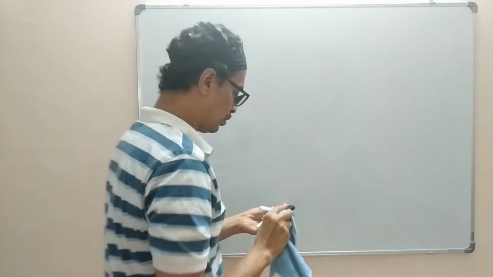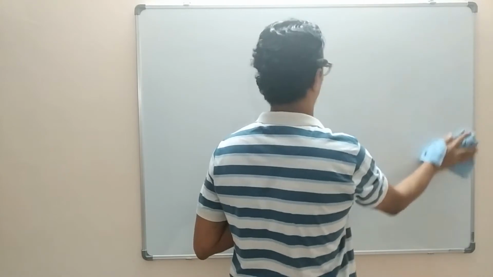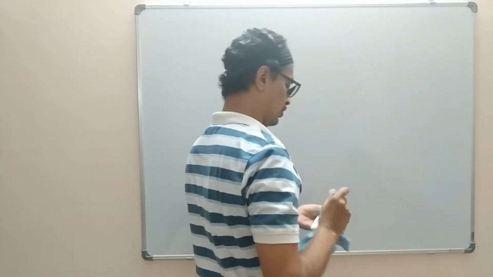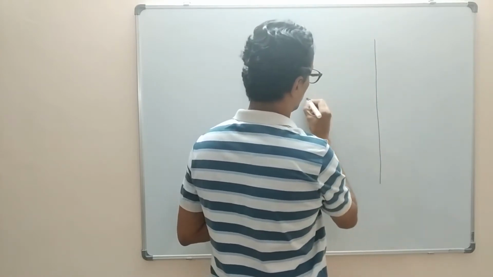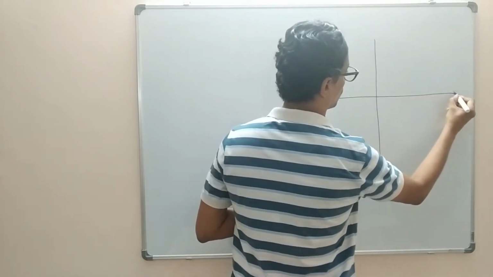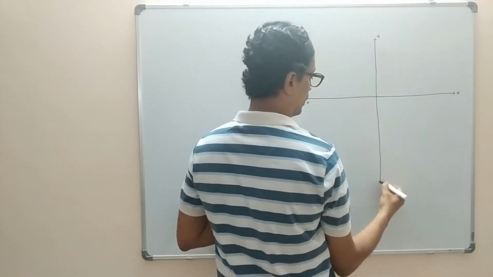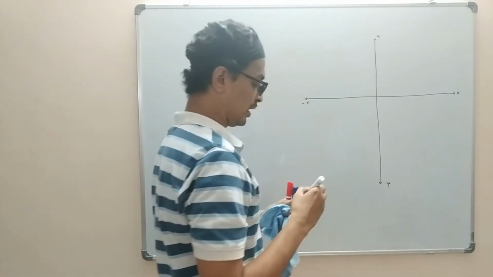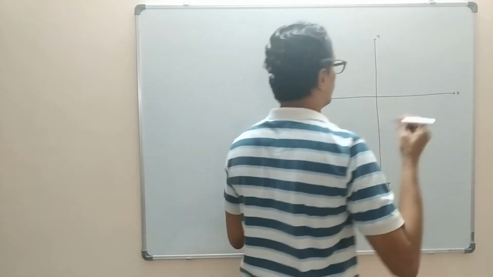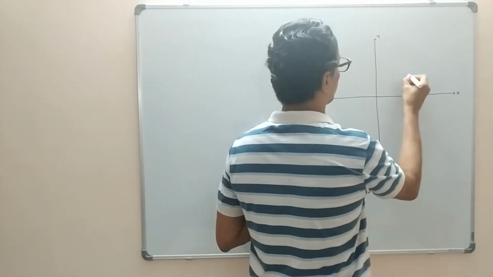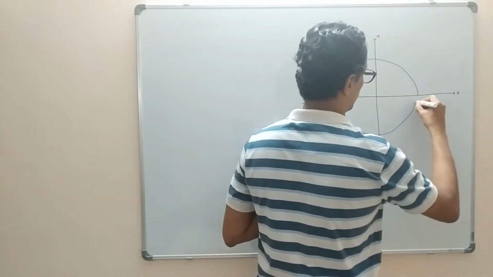So let us draw the coordinate system as earlier. This is the x-axis, minus x, y, and minus y. To get trigonometric ratios, what we do is take a unit circle, a circle of unit radius. So let this be a circle of radius 1.